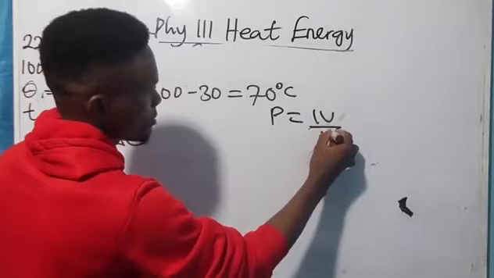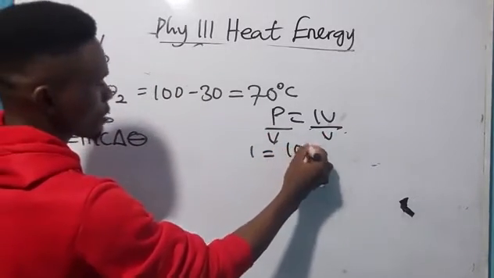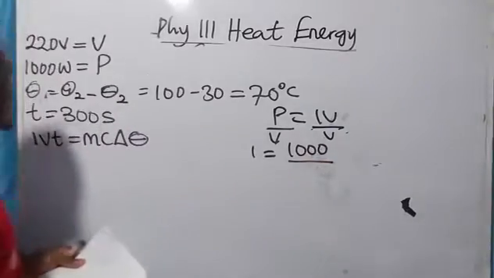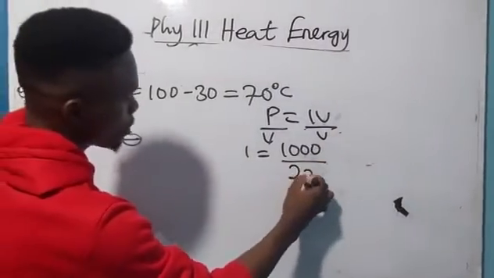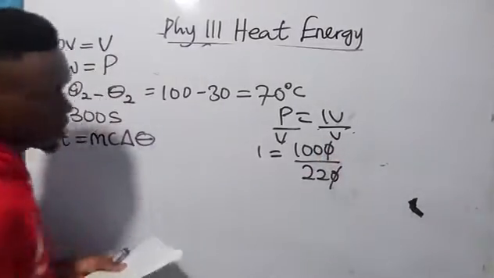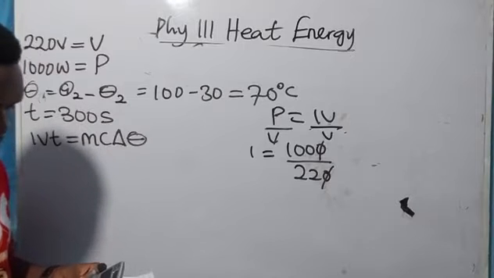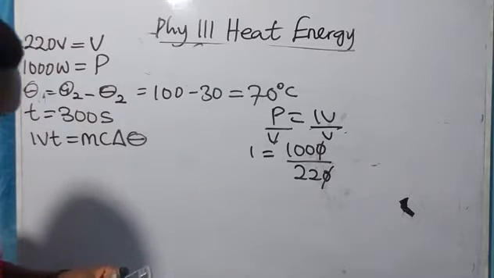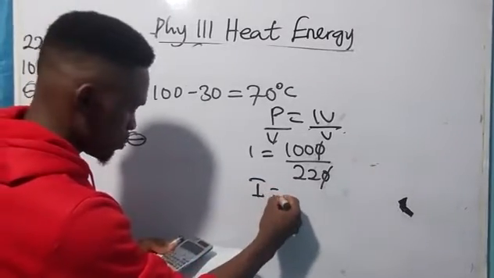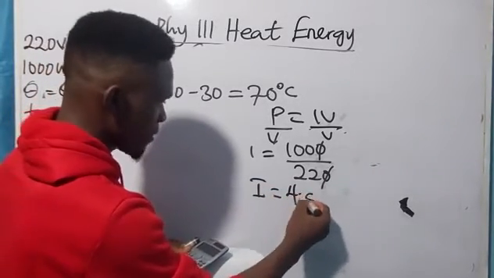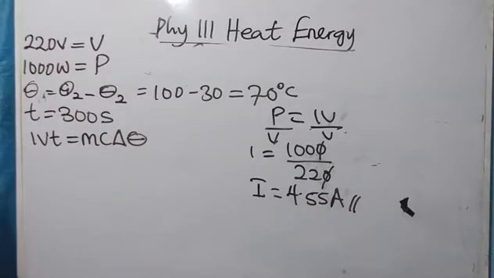Divide both sides by V. So I is equals P over V. The power was given as 1,000, and the voltage was given as 220. Let me use the calculator so I can be quick. 1,000 divided by 220, I'll have the current to be 4.55 amperes approximately.